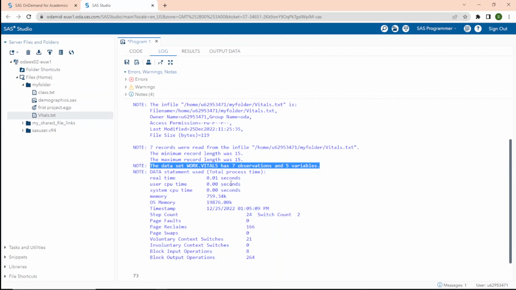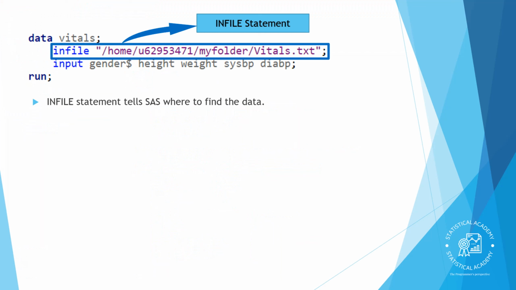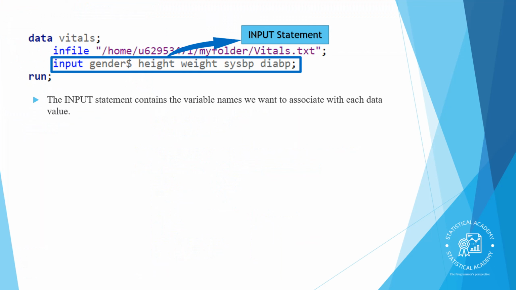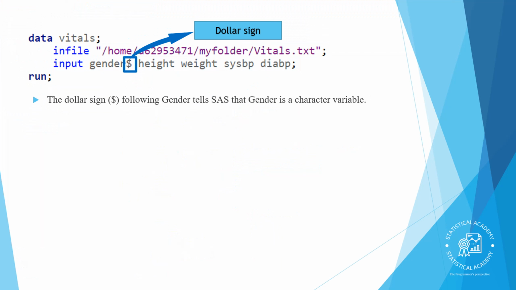Now we will have a look at the program. The INFILE statement tells SAS where to find the data. The INPUT statement contains the variable names we want to associate with each data value. The order of these names matches the order of the values in the file. The $ sign following gender tells SAS that gender is a character variable.